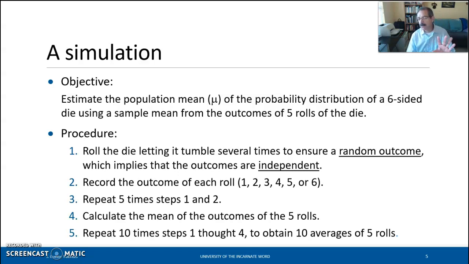Once you have the 5 numbers from those 5 rolls, you calculate the average. Then you continue to do that until you have a total of 10 averages. So you will roll the die 50 times, and you will have an average for each set of 5 rolls. Each of you will have a set of 10 averages.